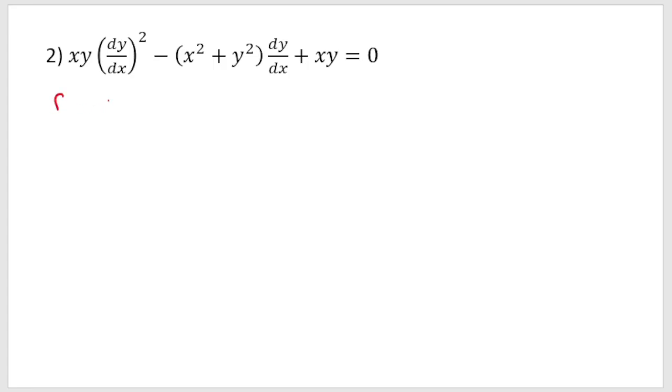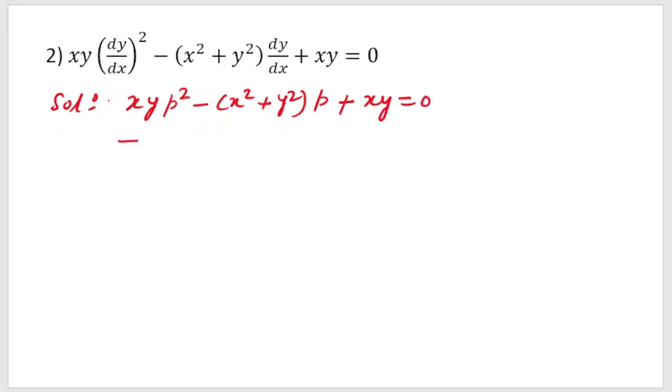So how to solve? Again I am going to rewrite. This equation is nothing but xy into p square minus x square plus y square into p plus x into y is equal to 0. Now again the process, it is all calculation. There is no conceptual detail that we need to be worried about. We already have understood the process. So now I want to factorize.